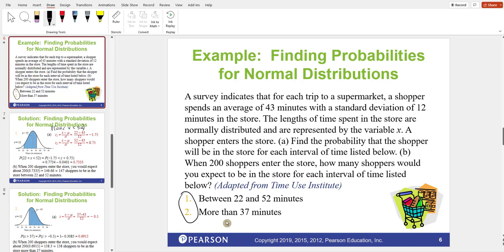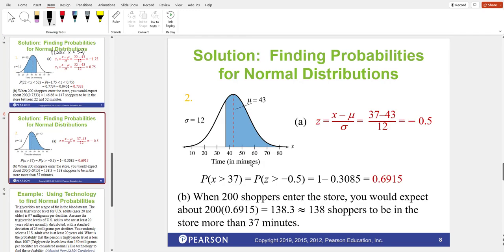The next problem wanted us to calculate the probability that a shopper will be in the store more than 37 minutes. So I'll draw my picture, and we want everything greater than 37. Once again, you're going to convert this to a Z-score. You're going to take this 37, convert it to a Z-score. You get negative 0.5. Then you can go ahead and use your Z-table to figure out the area to the right. So you get an answer of 0.6915.